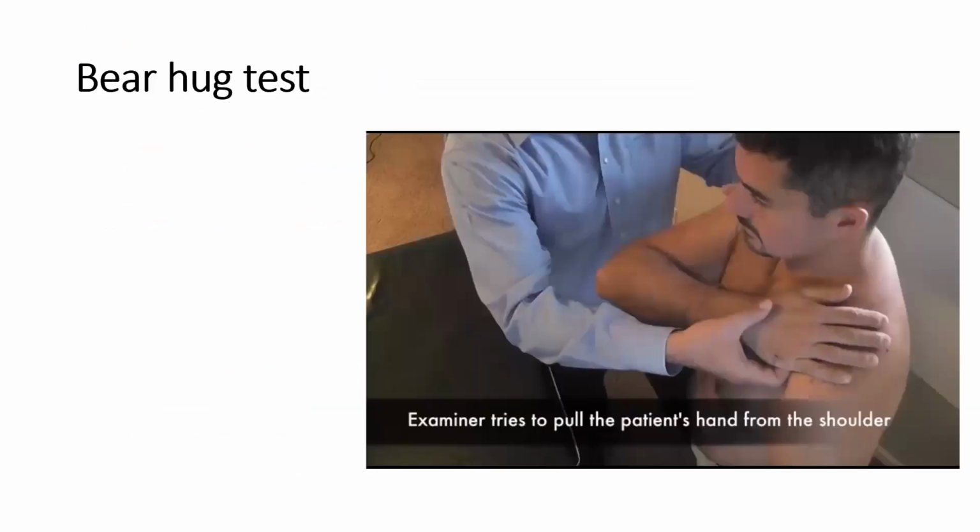First is the bear hug test, where the examiner places the patient's hand of the affected side on the opposite normal shoulder, and the patient is asked to press down using the arm. The examiner tries to lift off the arm from the patient's opposite shoulder. If the examiner is able to easily pull off the arm, that means there is a subscapularis tear.